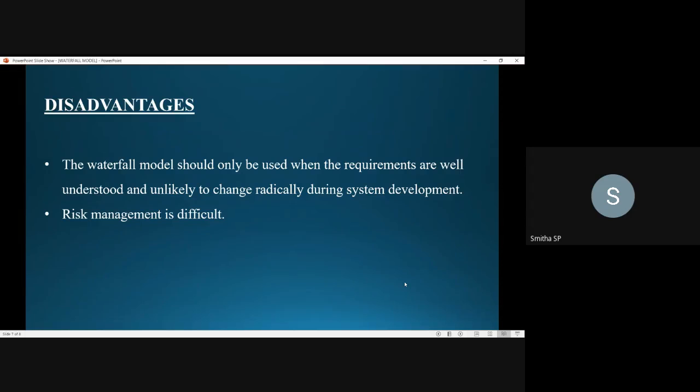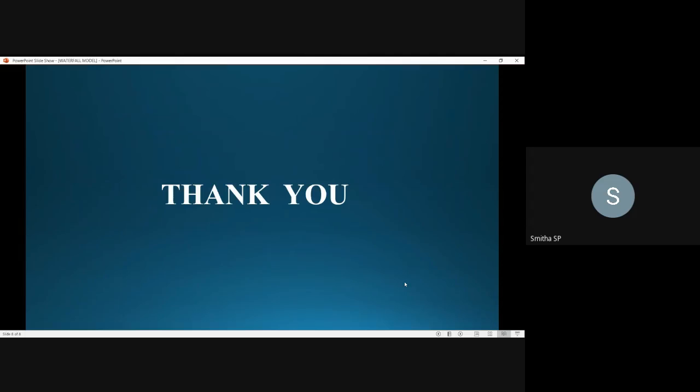Another disadvantage of the waterfall model is that risk management is difficult. It might be difficult to foresee all the risks which will come in the later stages of the development. In summary, the waterfall model is suitable for projects where the requirements are fixed and well understood. Thank you.